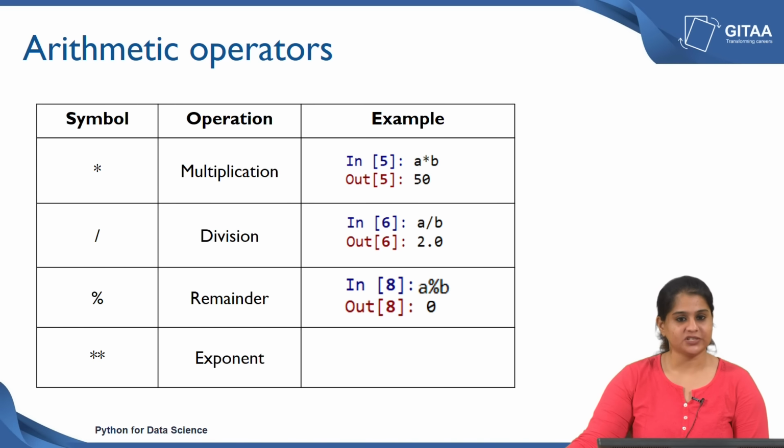The next operation is exponent, and it is denoted by a double asterisk. If I want to raise a variable to the power of another variable, I use this operation. In this case, I want to raise a to the power of b, so I just say a double asterisk b. Since we have a as 10 and b as 5, I am raising 10 to the power of 5, and the corresponding output that you get here is 1 lakh.